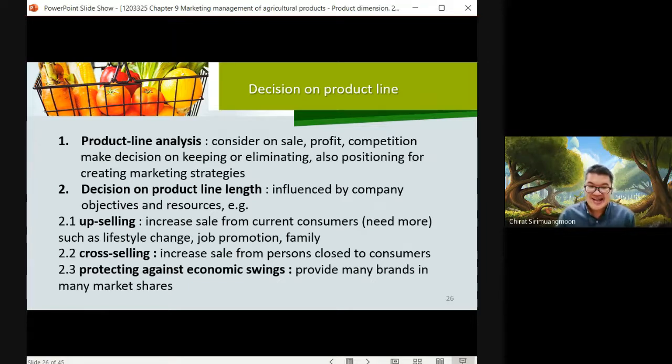Then, protect against the economic swing. Sometimes you can provide many brands in the same market because you need to make sure it covers your market share. This is used a lot. Sometimes if you don't know what the main brand is, you think, oh, this is a different brand. No, sometimes they have a parent brand, where we have the main brand and the other brands to cover different levels of the market.